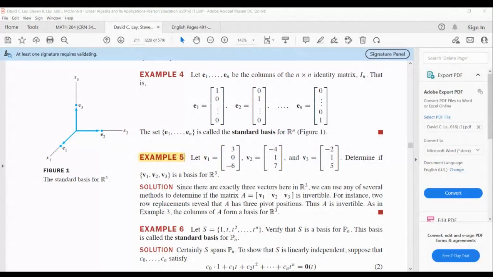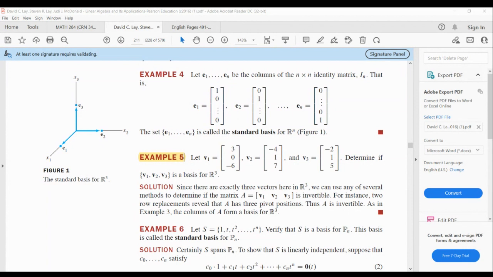Okay, example 5 here. They say, okay, let V1 be the vector 3, 0, -6. Let V2 be the vector -4, 1, 7. And let V3 be the vector -2, 1, 5. Determine if the set of vectors V1, V2, V3 is a basis for R cubed. What do we need to determine if we have a basis? We have to determine if the set of vectors is a linearly independent set, and we have to determine if the span of those vectors is equal to R3.